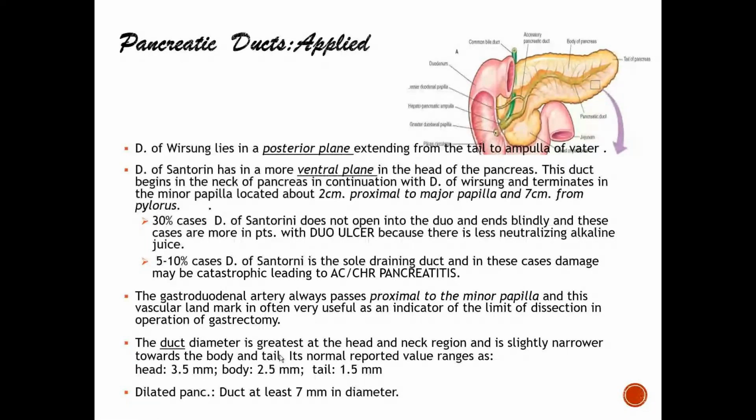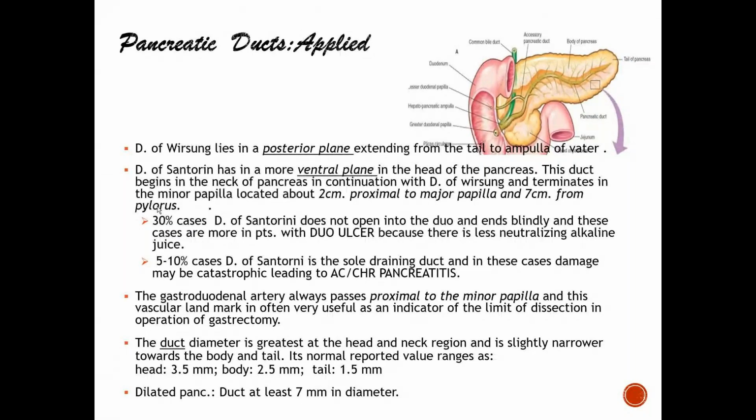Now, what is important about the minor papilla is its location. It is located 2 centimeters proximal to the major papilla and 7 centimeters from the pylorus. Remember that, that is very important, right? Important for what? Important for the endoscopist. He has to identify the minor papilla often, so he should know where it is lying. The major papilla, where the duct of Wirsung opens, is easily identifiable. So 2 centimeters proximal to it, or approximately 7 centimeters from the pylorus, you will find the minor papilla.